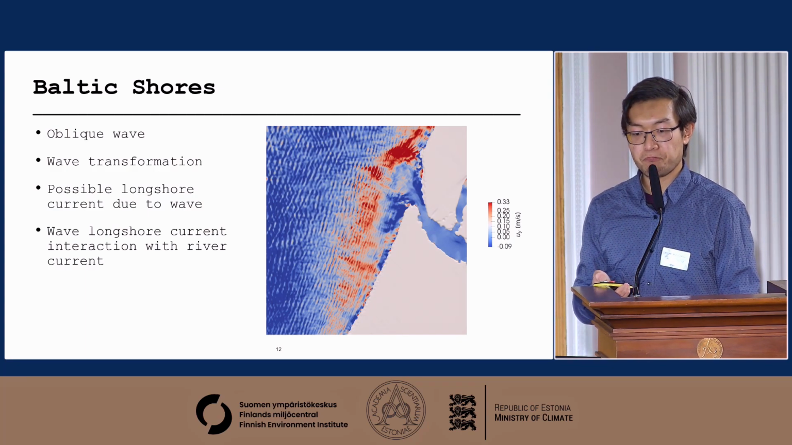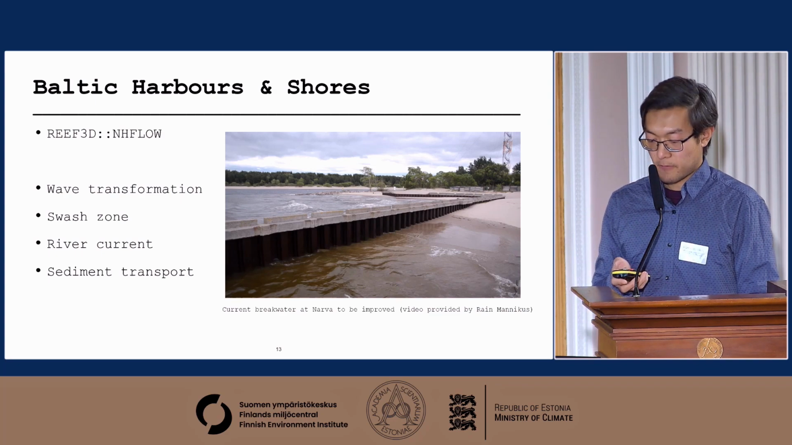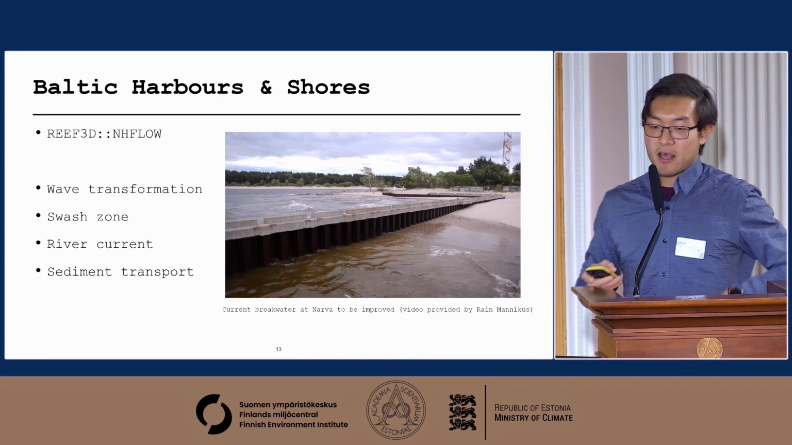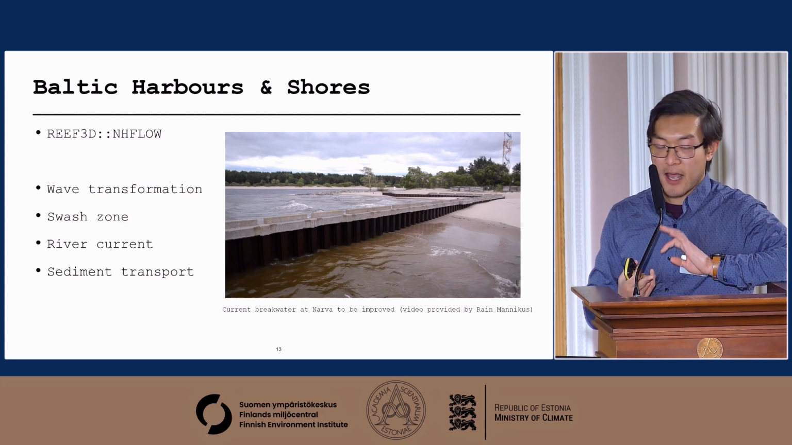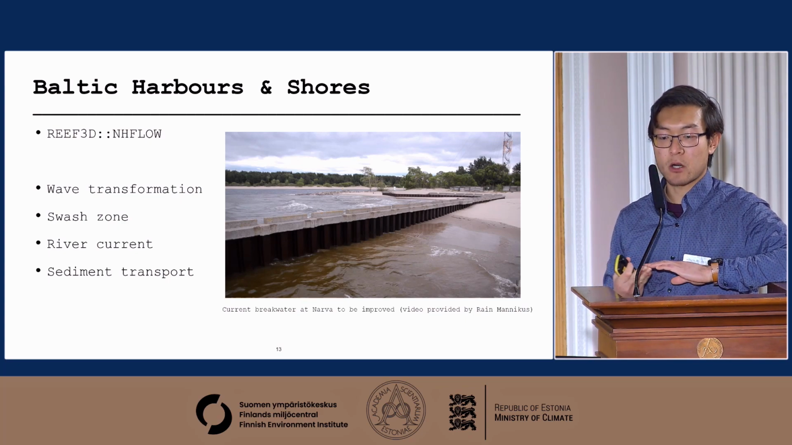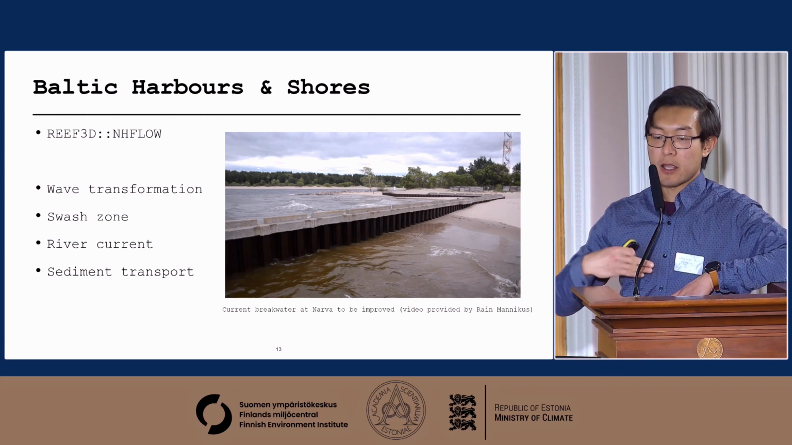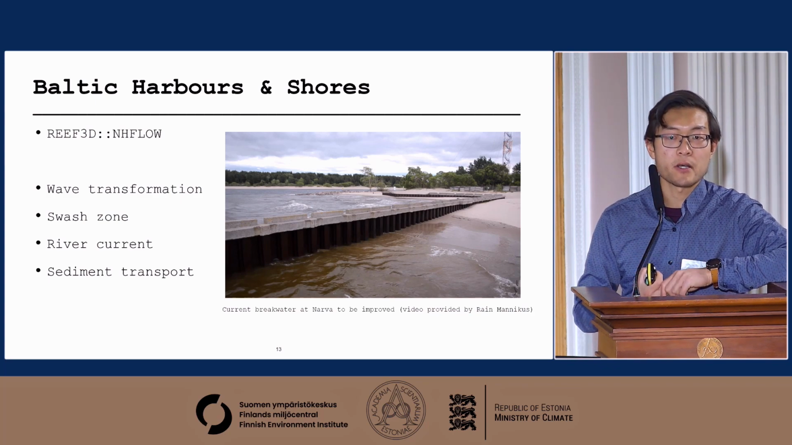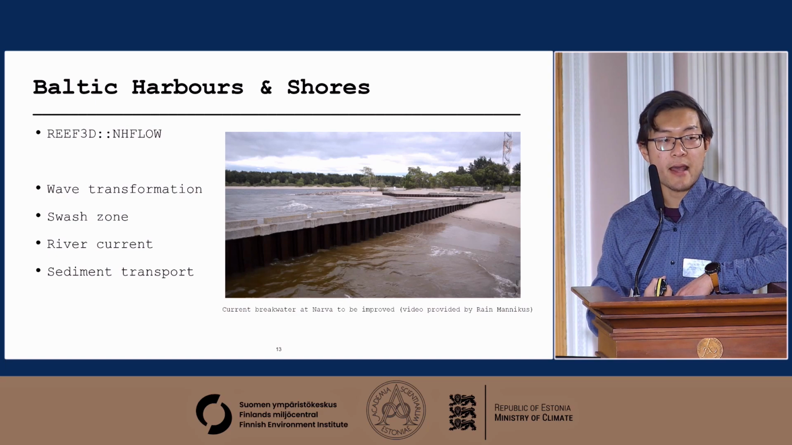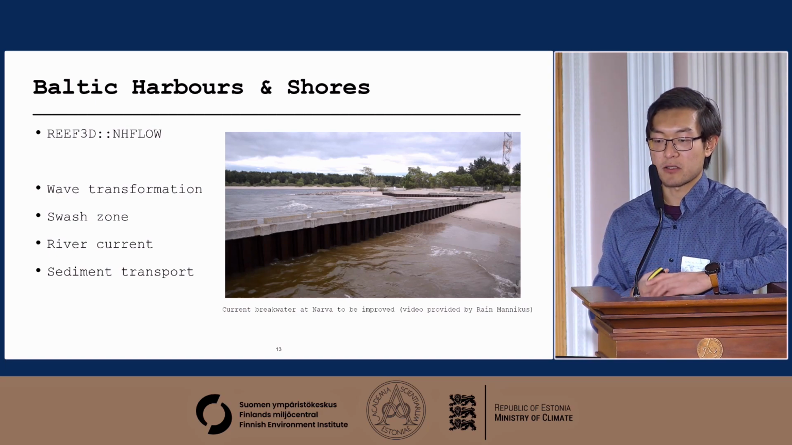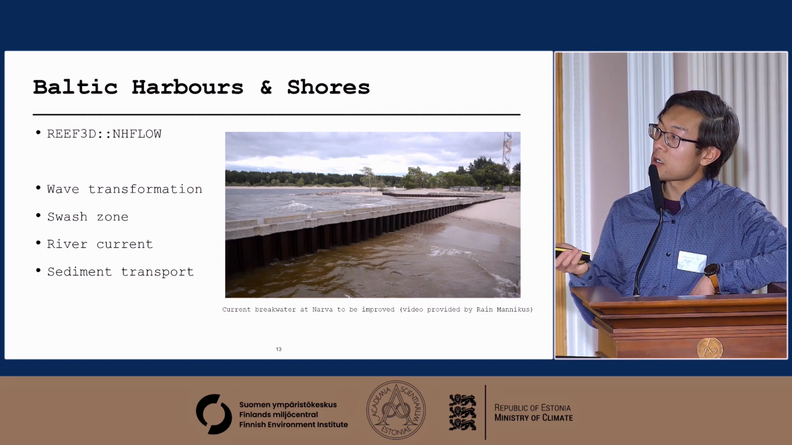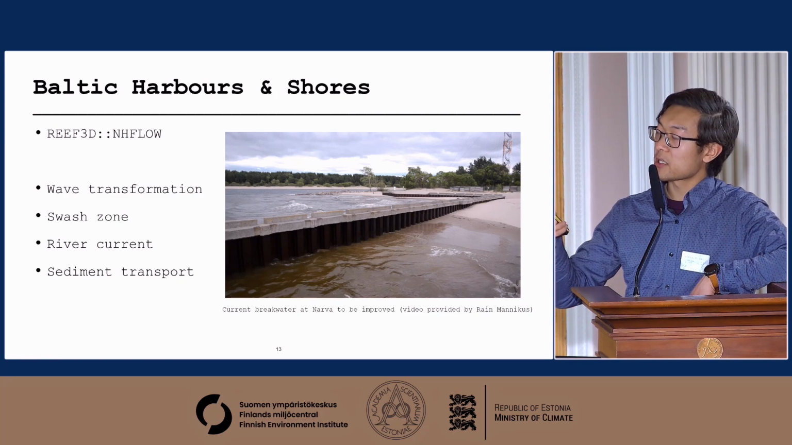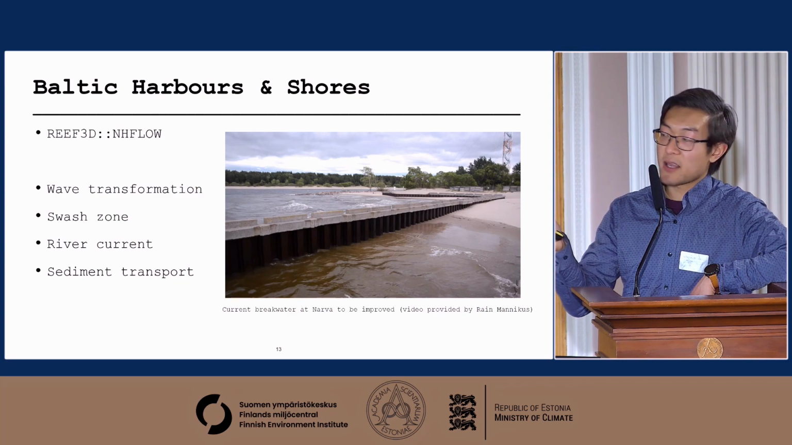And last, about time, a quick summary: why we have this flow, because it can have all the wave transformations from deep to shallow water, it can represent the surf zone. And in future, what we are going to implement is also river currents and sediment transport, including turbulence. So this is also the Narva river mouth into the Baltic Sea, and that's the current day status.